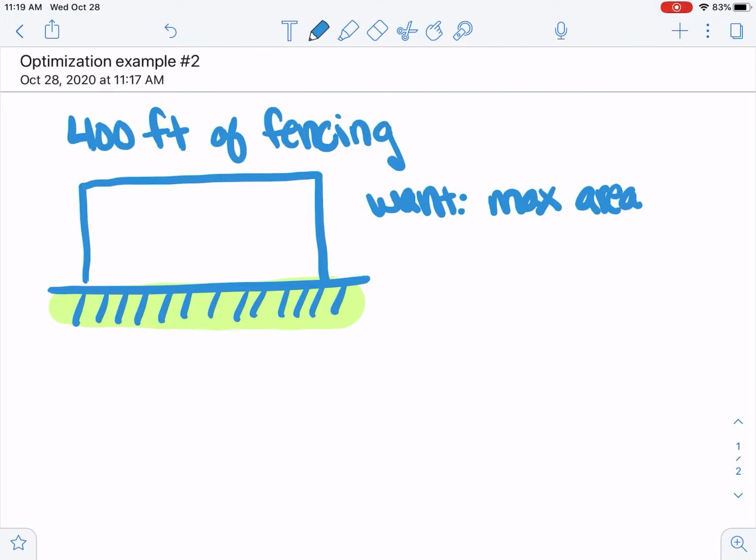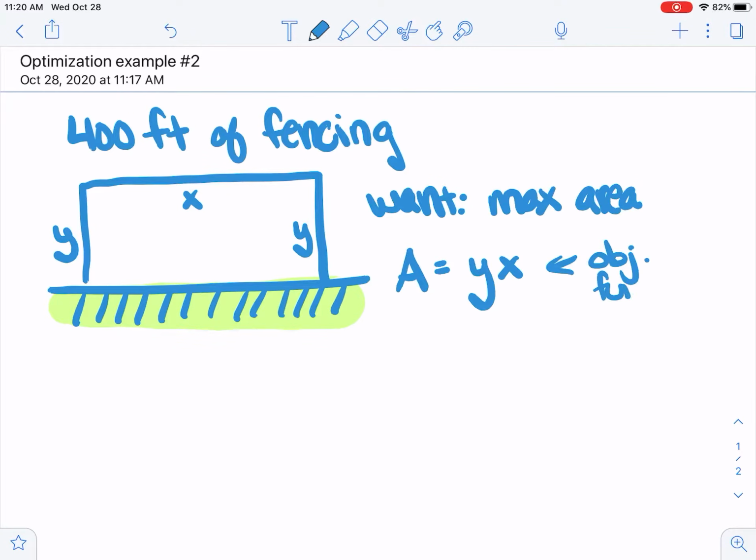So in order to do this, we know area is length times width. We're going to have to label some things here. So let's label some sides. Let's call this a Y. That means this is a Y. That's what rectangles are, right? Those two sides are the same. We can call this an X. And then we can say that the area is going to be Y times X, length times width. So that's the area, that's what we want to maximize. This is, again, our objective function. That's what this is called.